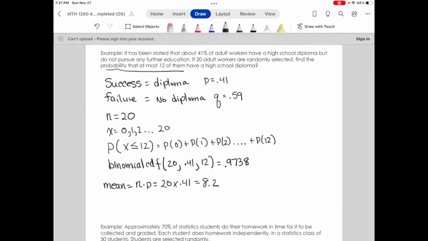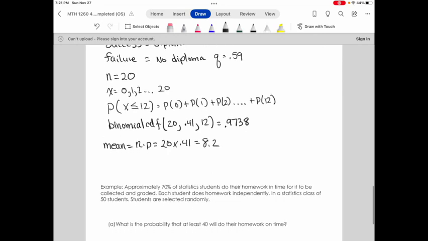So what that tells me is, on average, when I pick these 20 adults, I'm going to find 8.2, or you can round it to the nearest person because you don't want to have 0.2 of a person, but 8.2 is the average number of workers that you're going to find that have a diploma.